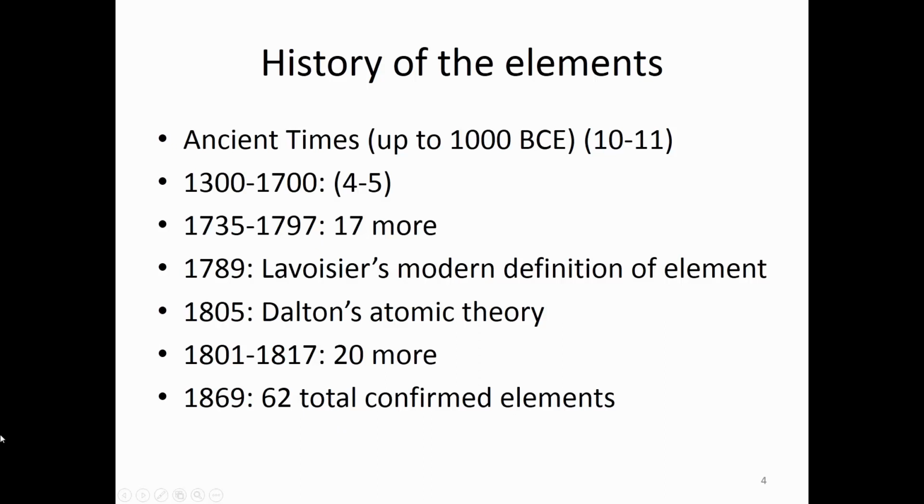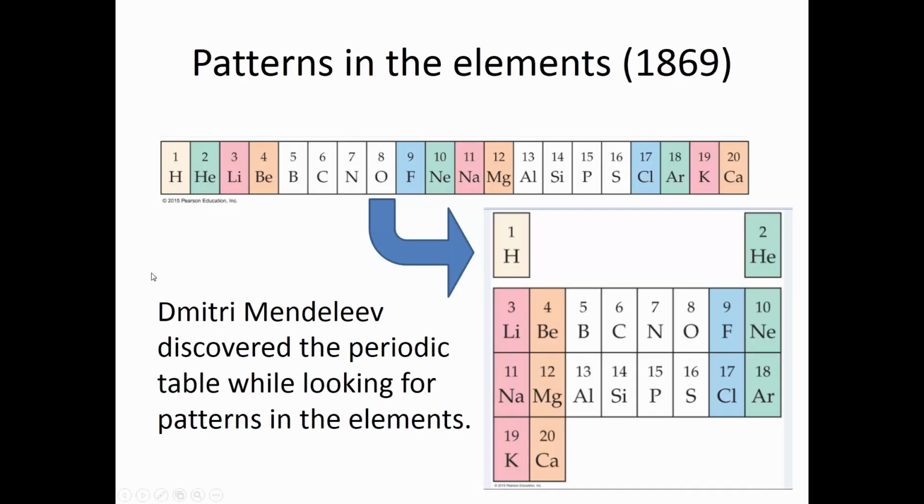Okay, so why is 1869 important? Let's go ahead and talk about that. There were enough elements by this point in time that it was possible to find patterns in those elements, and many people tried to do this. The person that got the most credit was Dmitry Mendeleev. He was looking for patterns. He was actually trying to write a textbook and trying to make it easy to understand for his students.